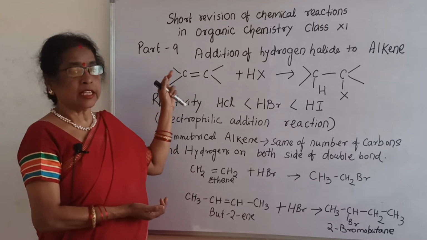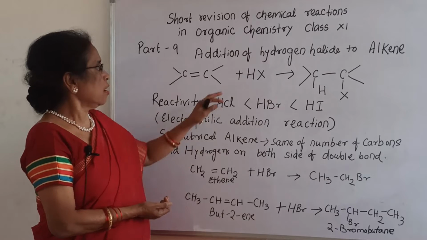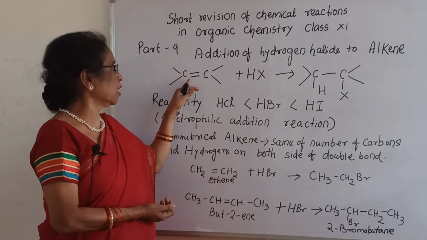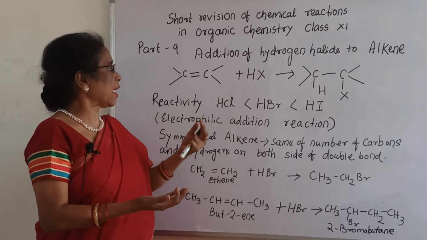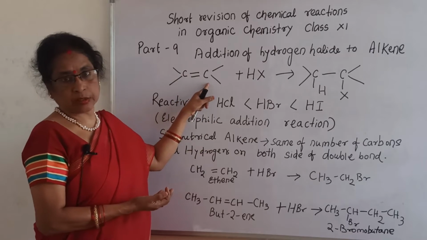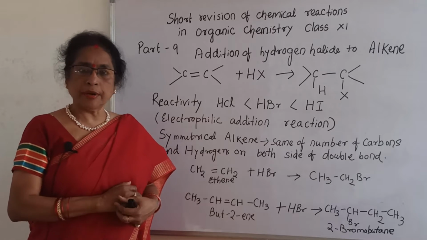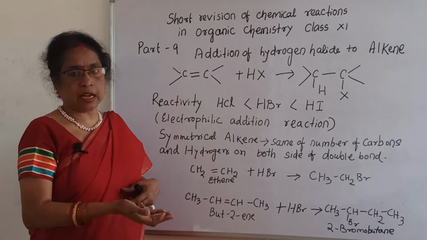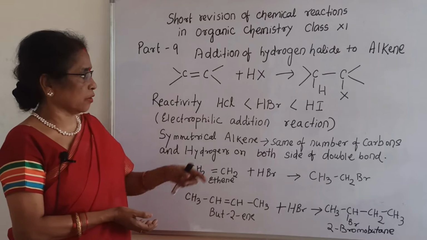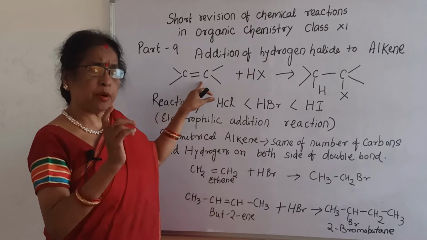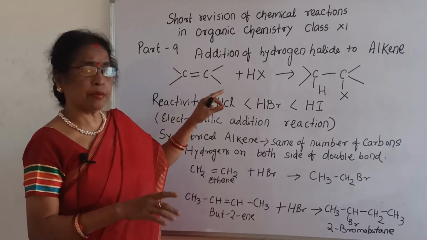Here you can see this is the alkene skeleton where you will add HX. That means hydrogen comes here and X comes here, or you can write X here and hydrogen here, there is no problem. This is only possible for the symmetrical alkene. What is symmetrical alkene? I will tell later. Now here you can see hydrogen is added.